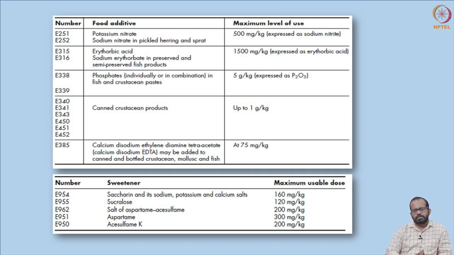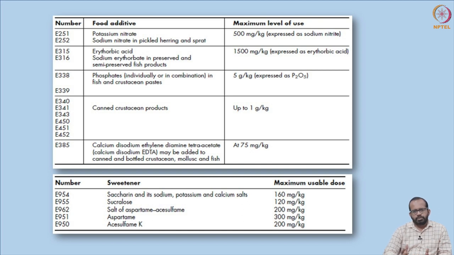And also in the case of crustacean based canned products, there is a different range of chemical additives used, especially potassium phosphates, coded as E340, which is used as an emulsifier and a humectant. And calcium phosphate is also generally used for similar purposes. There is magnesium phosphate, which is used as a stabilizer, thickener, etc., coded as E343.